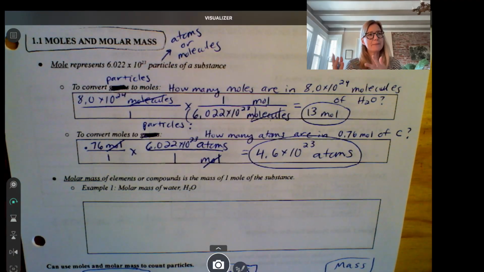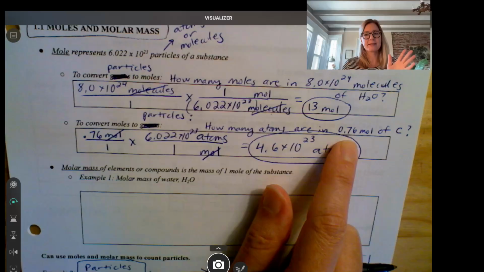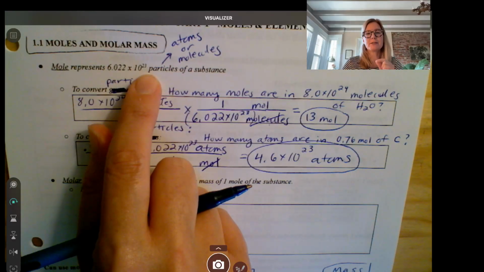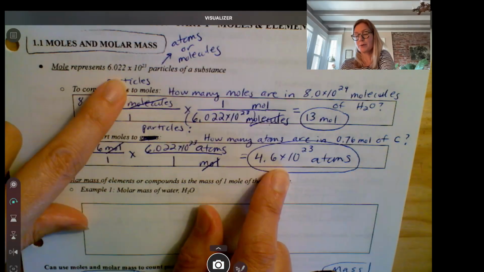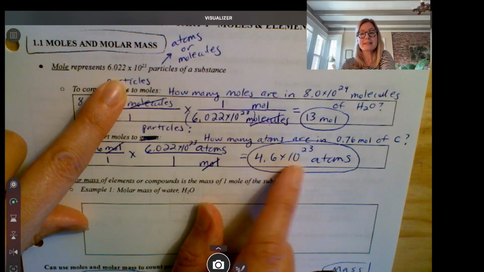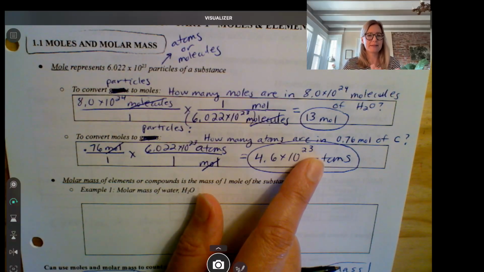And just stop and be sure that answer makes sense. We're dealing with less than a mole of carbon. 0.76 is less than 1 mole. If there's 6.022 times 10 to the 23rd atoms in a mole, and we have less than a mole, it makes sense that our answer would be a little less than 6.022. 4.6 times 10 to the 23rd. So that's what we would expect because we have less than a mole.